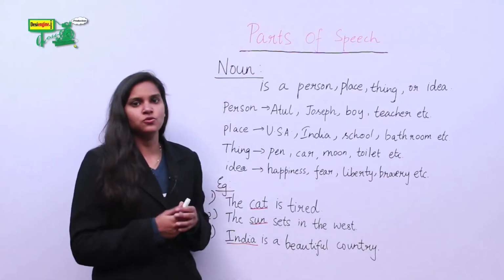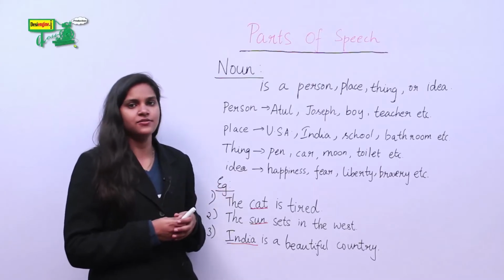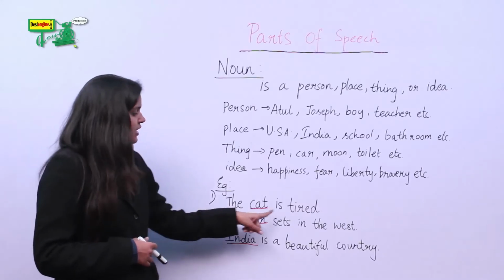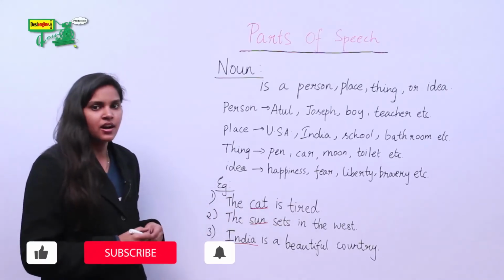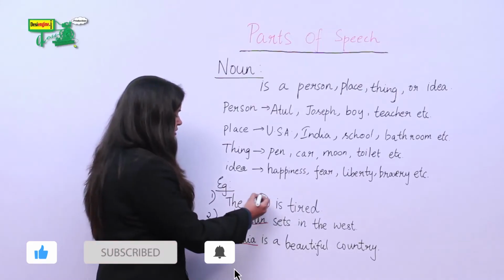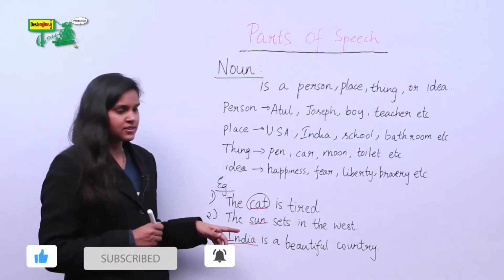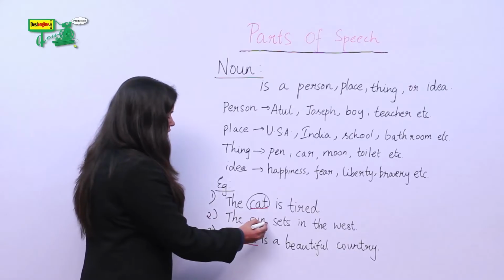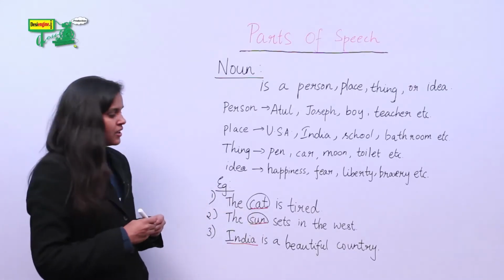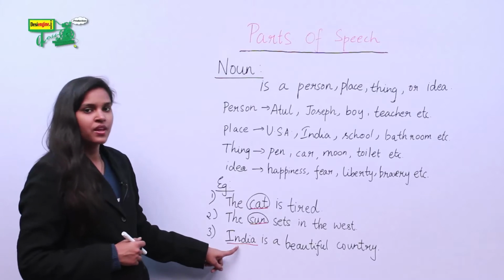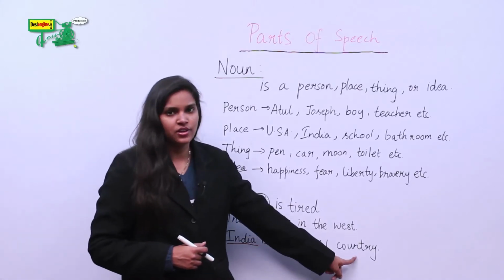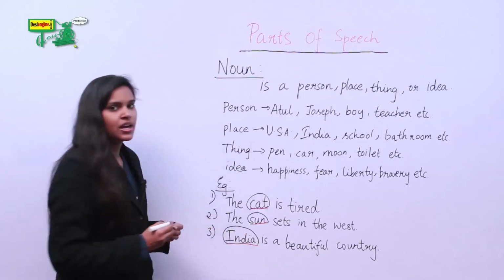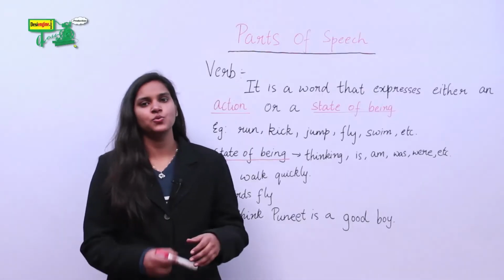Let's do few sentences where you can identify the nouns. So the first sentence is, the cat is tired. In this sentence, our noun is the cat. In the next sentence, the sun sets in the west. Our noun is the sun. And another sentence, India is a beautiful country. In this sentence, our noun is India.